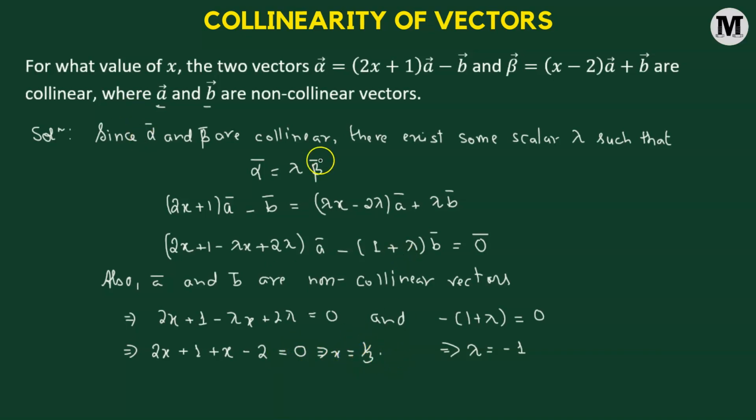So that means the value of x is going to be 1/3 such that the two vectors alpha vector and beta vector are collinear, provided a vector and b vector are non-collinear vectors.